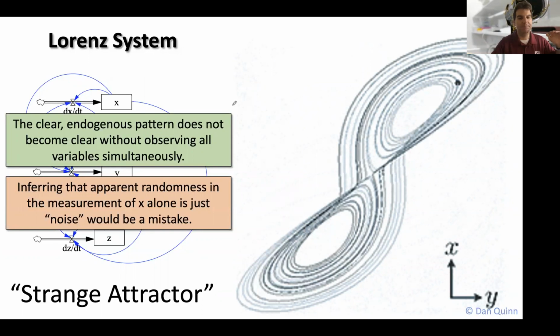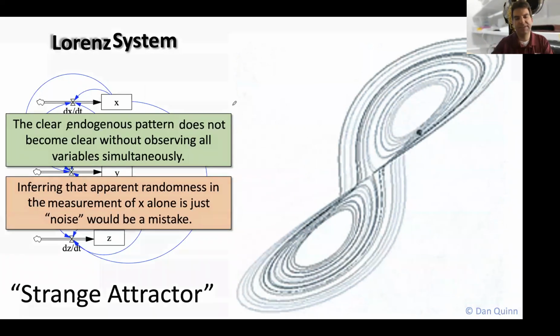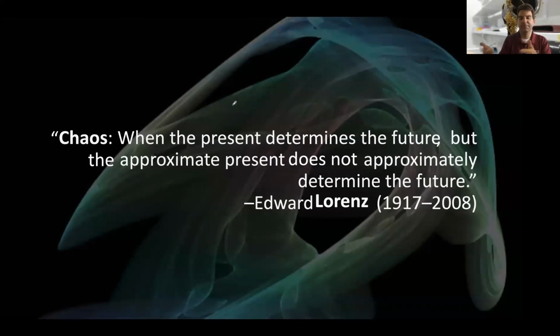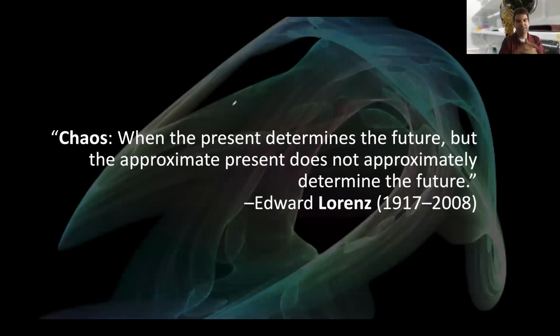So, you take all this stuff together, and here's a quote from Lorenz, the same researcher who came up with the Lorenz Attractor and the Lorenz System: a definition of chaos is when the present determines the future, but the approximate present does not approximately determine the future.